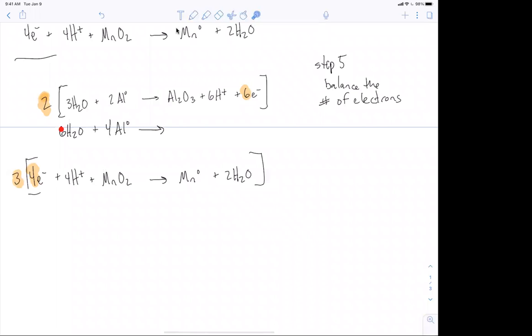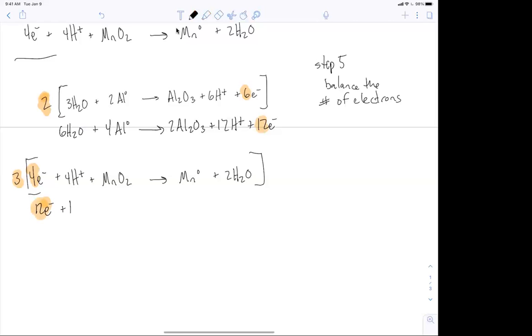So 2 times 3 is 6, 2 times 2 is 4, and you just want to do that across the entire reaction. So now I see I have the 12 electrons, which is what I wanted. And then I can do the same thing down here. So I end up with 12 electrons on the left-hand side.